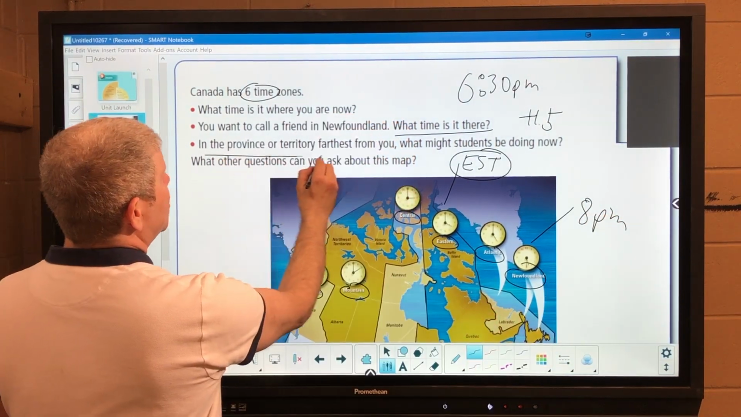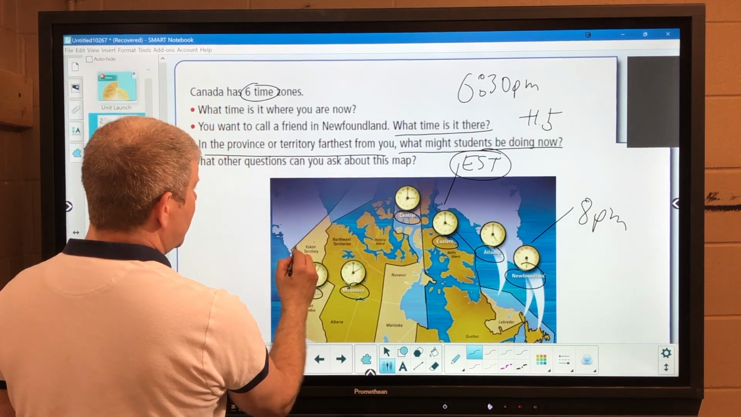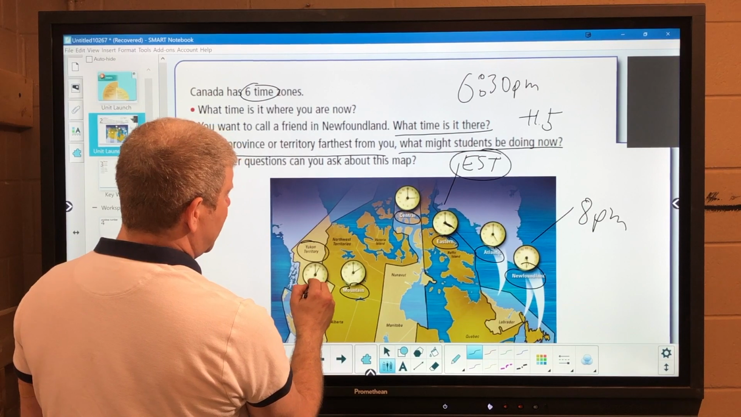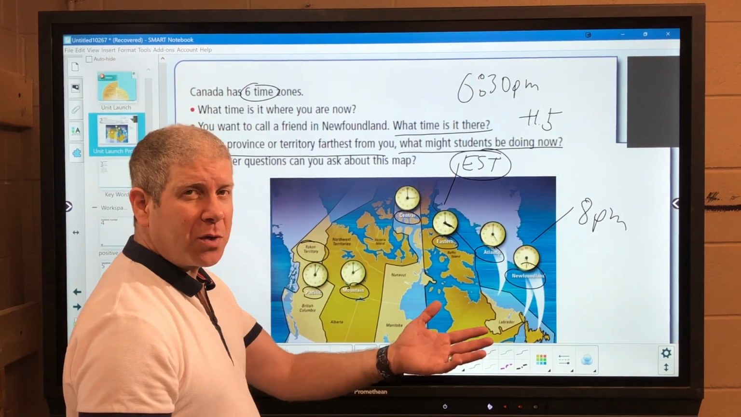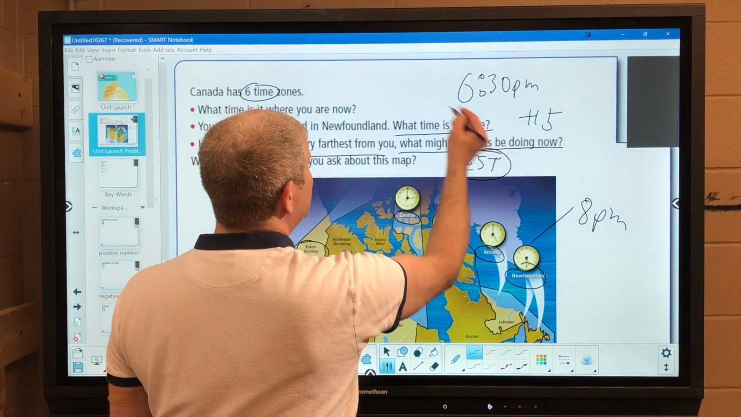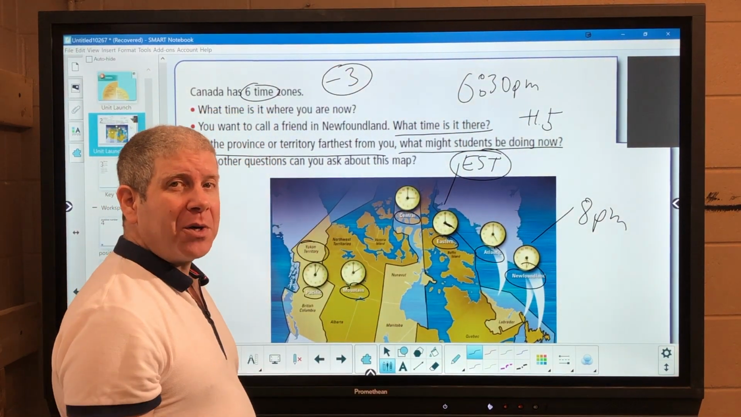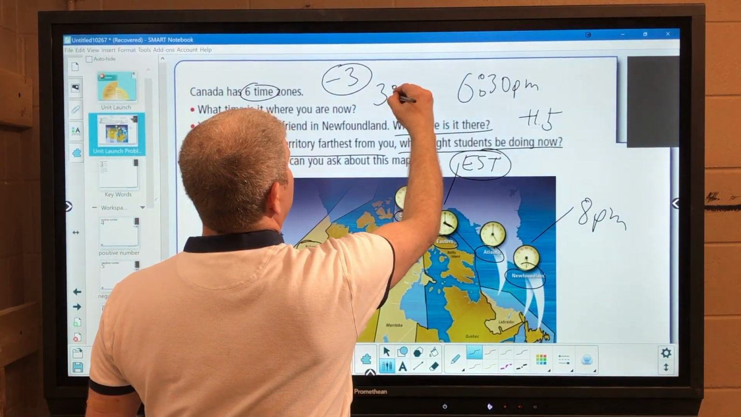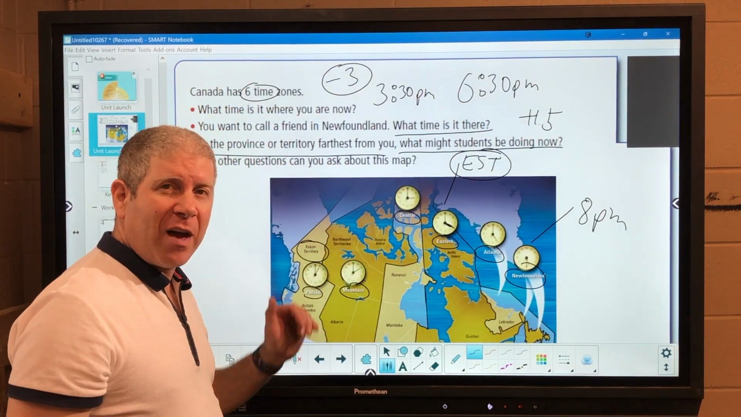In the province or territory farthest from you, what might students be doing now? Well, all the way over here in the Yukon Territory, if it's 4 o'clock here in Eastern time, it's going to be 1 o'clock in the Pacific time zone. So that's going to be 3 hours behind. So I'm going to have to subtract 3 hours. They are negative 3 hours from our time here in Eastern time. So it's obviously going to be 3:30 p.m. instead in the Yukon Territory where they have Pacific time.